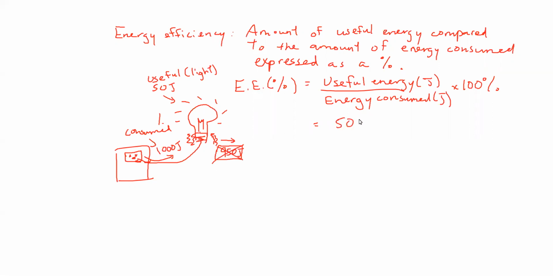So you take the 50 joules here, and you divide it by the 1,000 joules that you've consumed. You multiply this by 100%, and this gives you 5% efficiency. Absolutely horrible. But this is pretty realistic to what light bulbs actually lose in terms of energy, which is why we opt for more efficient light bulbs. A little more expensive, but in the long run, it saves you a lot of energy.